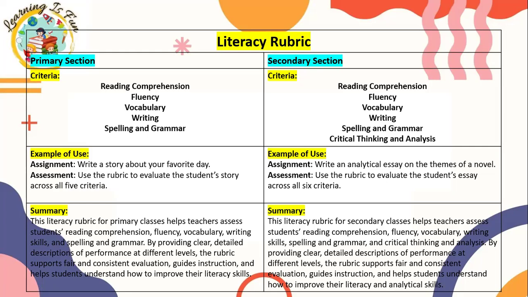When you are evaluating them with all the 5 criteria or all the 6 criteria you have for literacy in primary and secondary sections, that will help them to check whether they have been assessed fairly with all those things, and how well they have performed by keeping all these criteria in mind.